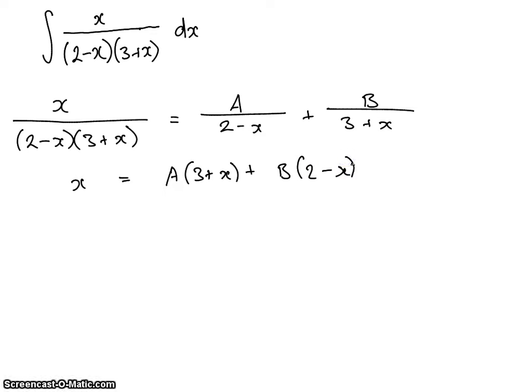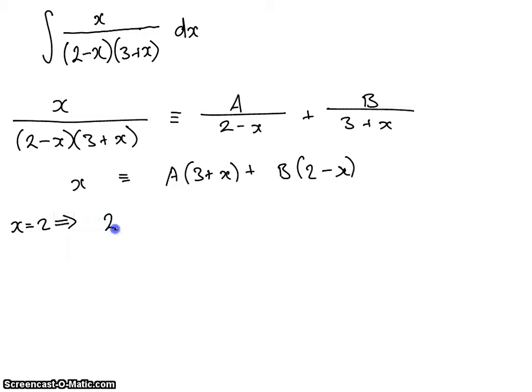Now, ideally what I should be doing is expanding this out and looking at the coefficients. But because this isn't actually an equality, this is actually an identity, that means that I can do this for any value of x. So it's easy to just substitute in a value that makes one of these disappear. So for instance, I can substitute in x is equal to 2.